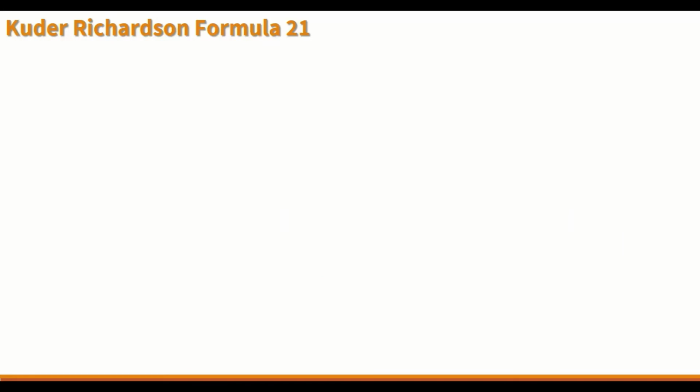Kuder-Richardson Formula 21 is different from the Kuder-Richardson Formula 20. However, the formula calculates the reliability of a binary test. Binary means that it's dichotomous, only having two options, such as multiple choice questions in which the answer can be either correct or incorrect. Correct will be given a value of 1, and an incorrect answer will be given a value of 0.